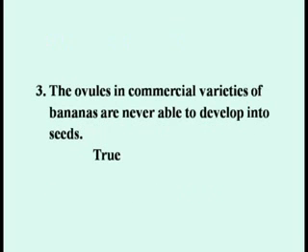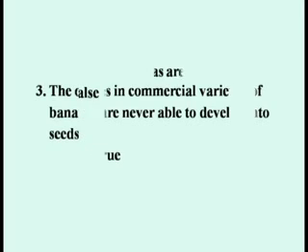Let's look at question number 3. The given statement is, the ovules in commercial varieties of bananas are never able to develop into seeds. In the text, it is said that commercial varieties do not grow from seeds because the brown dots in the ripe bananas are underdeveloped ovules, never fertilized by pollination, and thus never developed into seeds. According to the passage, the given statement is true.